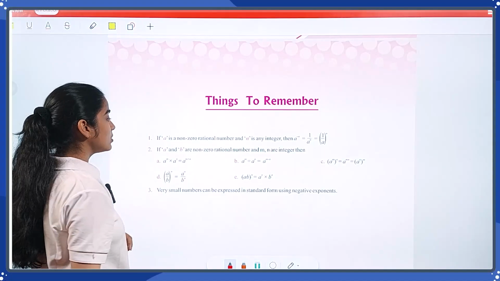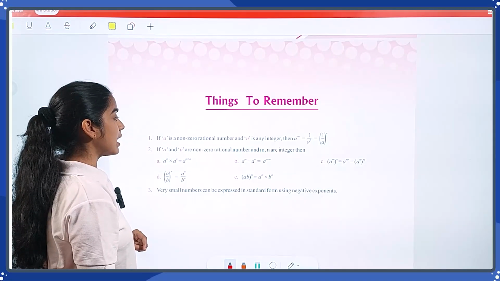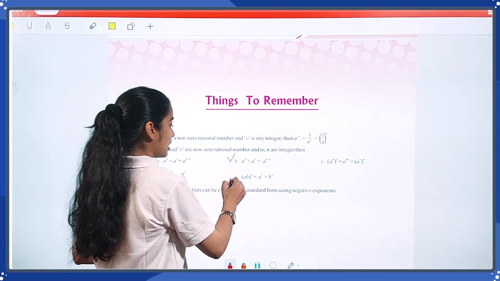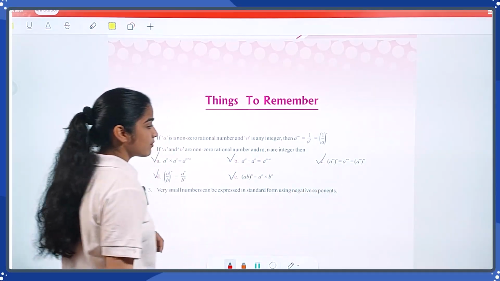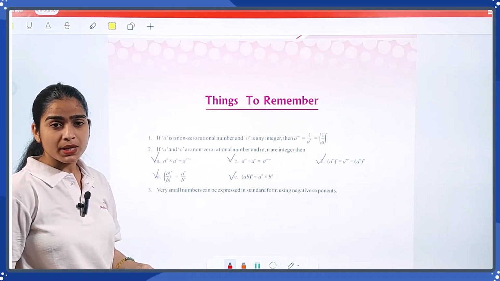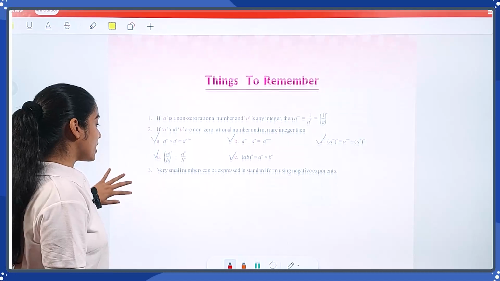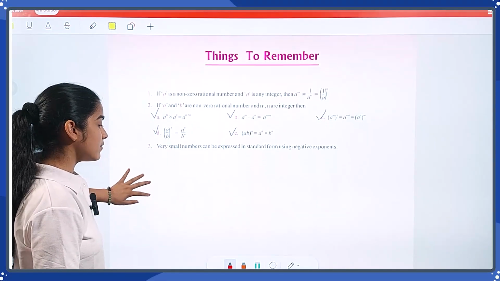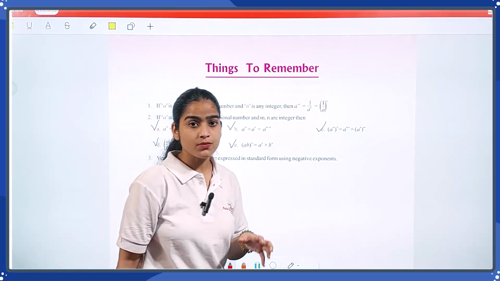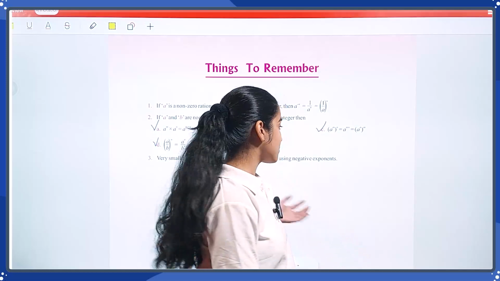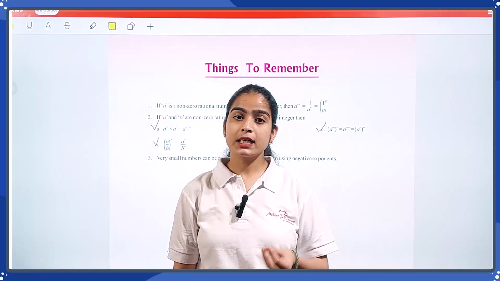If a and b are non-zero rational numbers and m and n are integers, these are the laws which we already discussed earlier in our chapter. So you have to keep these laws in your mind, otherwise this chapter will become a difficult task for you. Now, very small numbers can be expressed in standard form using negative exponents. So when you have numbers which are in decimal form, how can you express those numbers? You can simply express those numbers with a negative exponent.